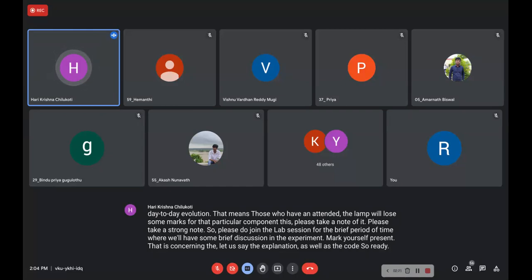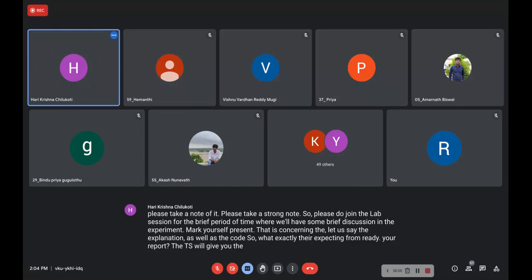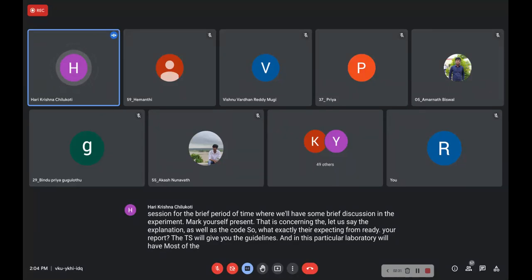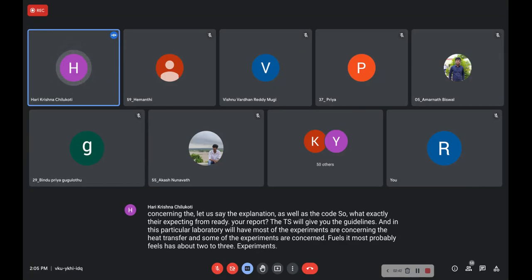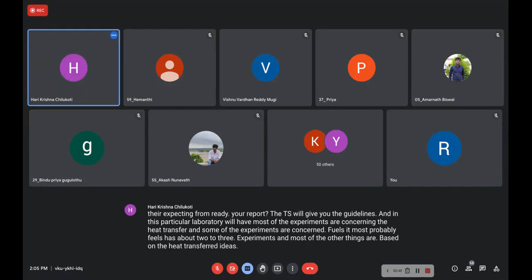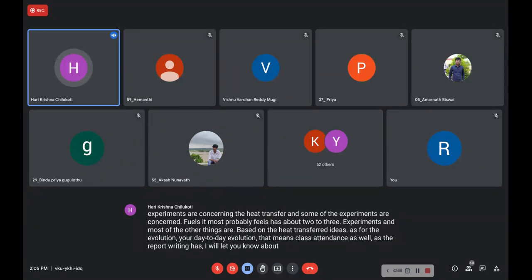What exactly they are expecting from your report, the TAs will give you the guidelines. In this particular laboratory, most of the experiments are concerning heat transfer, and some of the experiments are concerning fuels. Most probably fuels has about 2 to 3 experiments, and most of the other things are based on heat transfer ideas. As for your day-to-day evaluation, that means class attendance as well as the report writing, I will let you know the exact percentages.